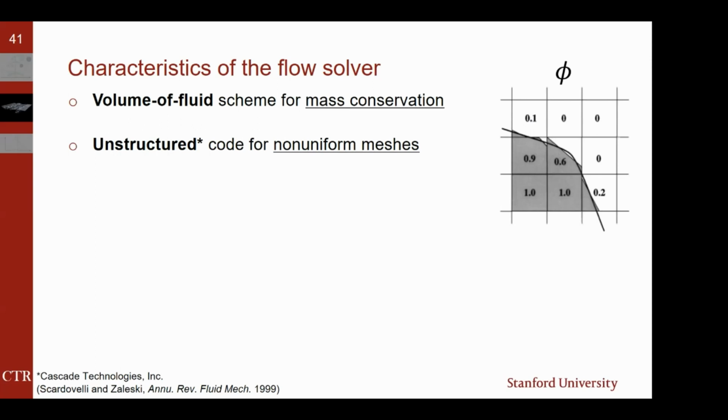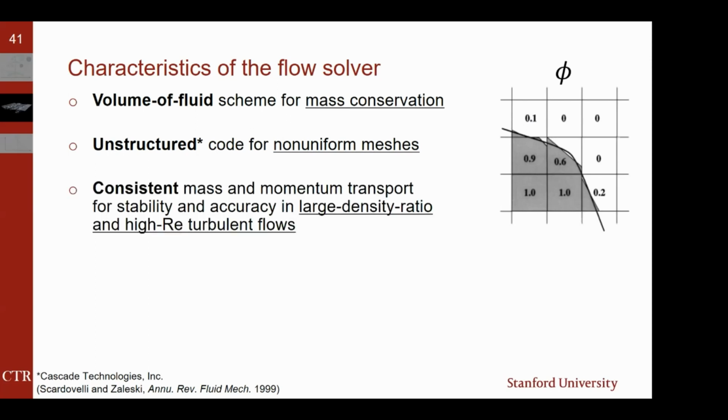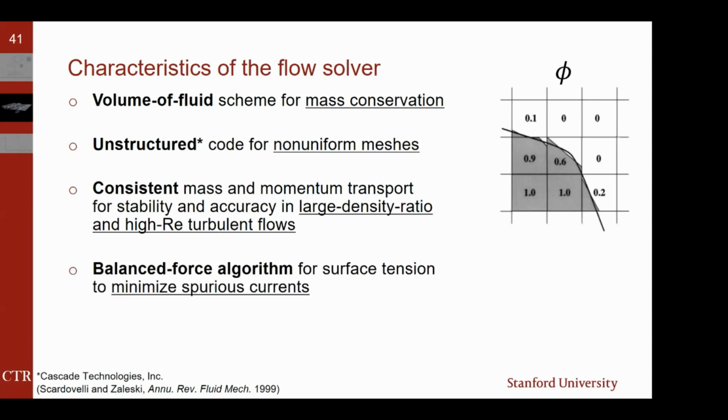We use an unstructured code to enable a non-uniform mesh. In our case, we can cluster the points around where all the action is taking place. The solver has consistent mass and momentum transport, meaning that mass and momentum are advected in exactly the same way. This allows stability and accuracy in these energetic air-water flows. And lastly, we use a balanced force algorithm for surface tension, meaning that all the forces are exactly balanced at the interface. This minimizes spurious currents of capillary origin.